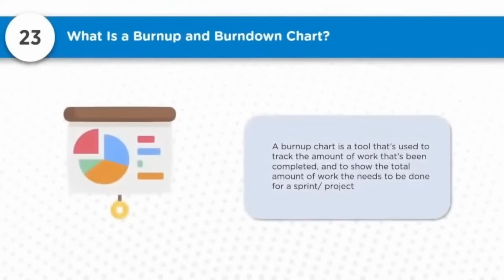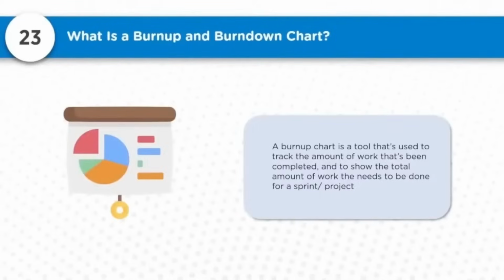What are burn up and burn down charts? Generally when we say chart, it is a graphical representation. A burn up chart is a tool used to track the amount of work that has been completed. It is a bar chart. The height of the bars keeps increasing based on what is completed, which will show the total amount of work that needs to be done for a sprint or a project. Each of the bars keeps increasing in height as the number of things delivered increases.